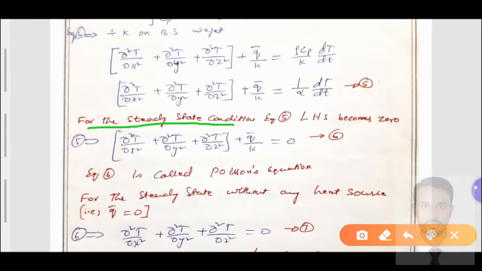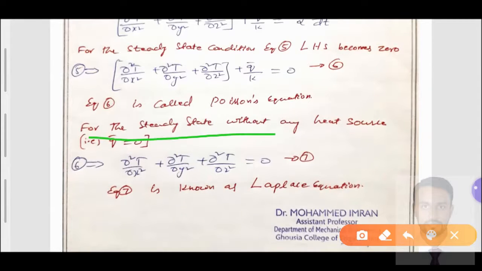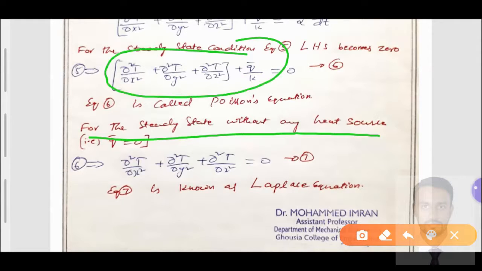For a steady state condition, in equation number 5, the right hand side becomes 0. For steady state, the change in internal energy of the system is equals to 0. Call it equation number 6. Then this equation number 6 is called Poisson's equation. For a steady state without any heat source, there is no heat generated by the system, then equation number 6 yields Q bar is equals to 0. There is no heat generated.